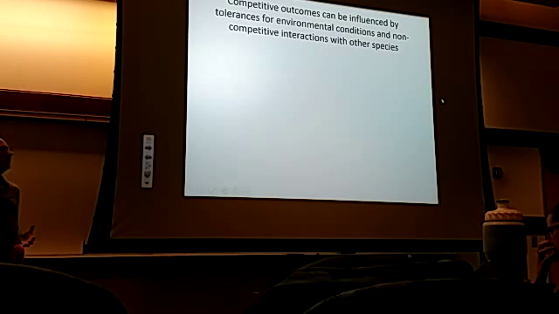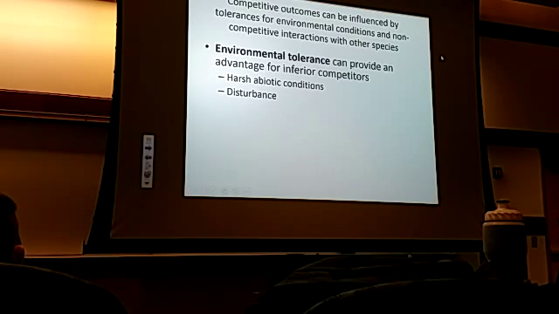How does this work? So, I'll touch on a few examples here that illustrate how species are able to coexist given competition. One reason that inferior competitors might still be able to tolerate competition is that the inferior one simply has an environmental tolerance for some stressful condition that the superior competitor doesn't have.